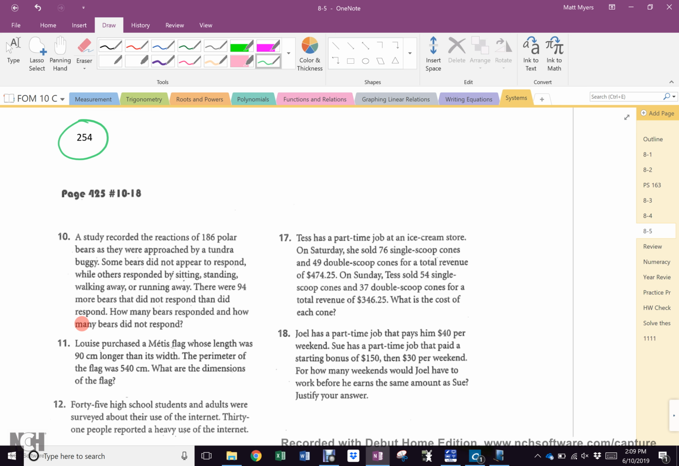Okay, so what are the two things we don't know there? How many bears responded and how many didn't respond, right? So I got two variables. There's a bear that responded and there's a bear that didn't respond. Let's give it some variables. Okay, which one is X? X, so which one is Y? Didn't respond. Everybody agrees? Okay, read the question.